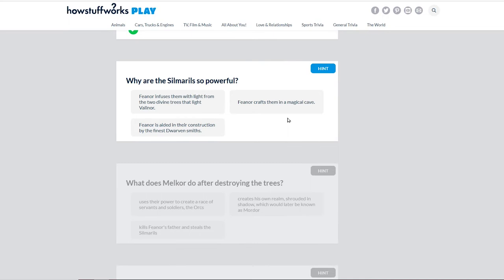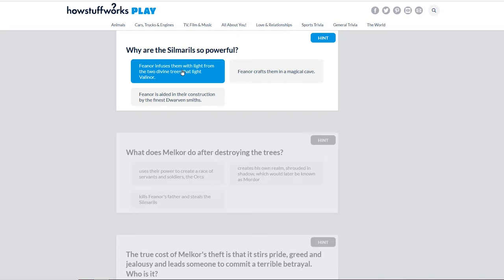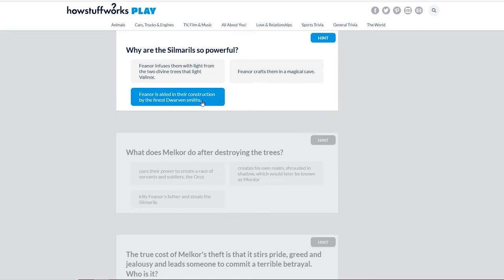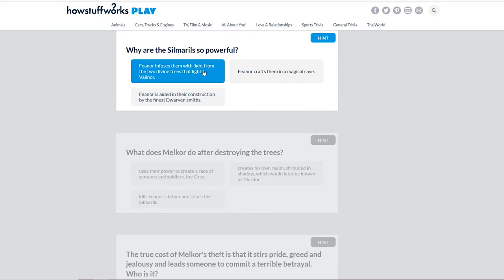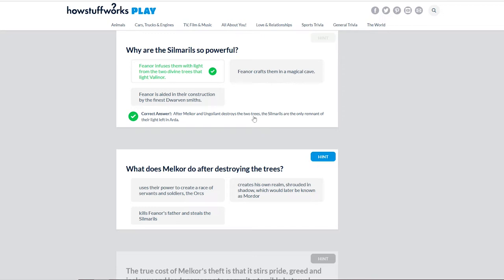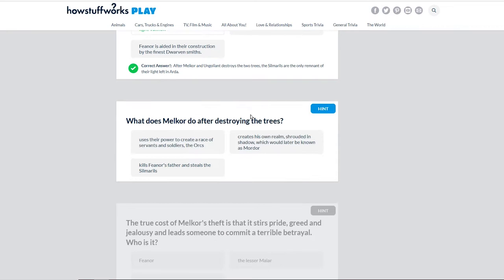Why are the Silmarils so powerful? Fëanor infuses them with light from the two divine trees that light Valinor. Fëanor crafts them in a magical cave. Fëanor is aided in their construction by the finest dwarven smiths. So it's the first one. And if I remember correctly, the trees were called Laurelin and Telperion. It's this one. After Melkor and Ungoliant destroy the two trees, the Silmarils are the only remnant of their light left in Arda. Yes.